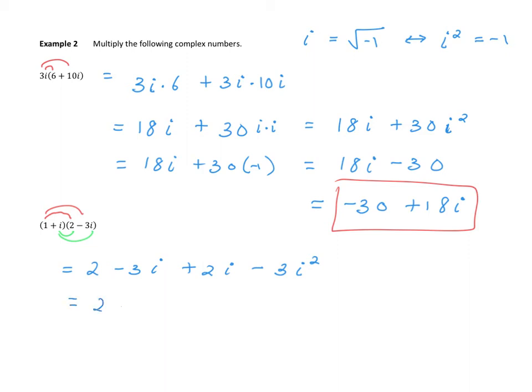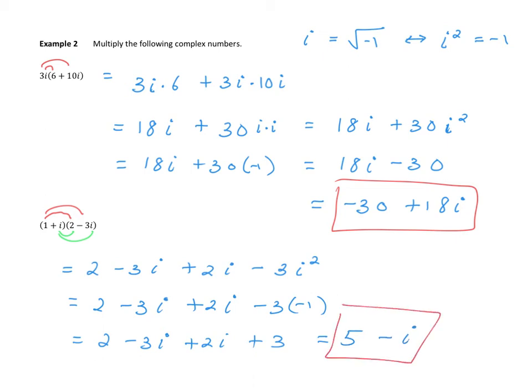So we get 2 minus 3i plus 2i minus 3 times negative 1. Now, a minus and a minus here gives me a positive 3, so I'm going to place that as 2 minus 3i plus 2i, and then we get plus 3. I now have some like terms that can be combined. 2 added to 3 is 5. And minus 3i plus 2i is minus i. I can't simplify that any further, and that's the final answer.